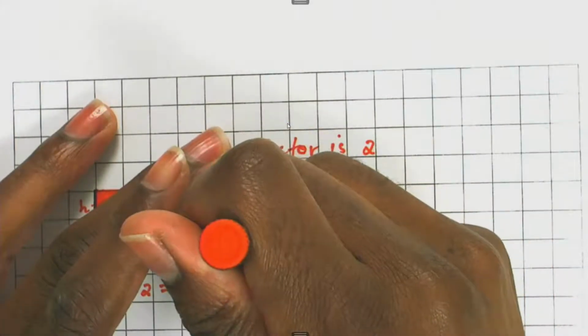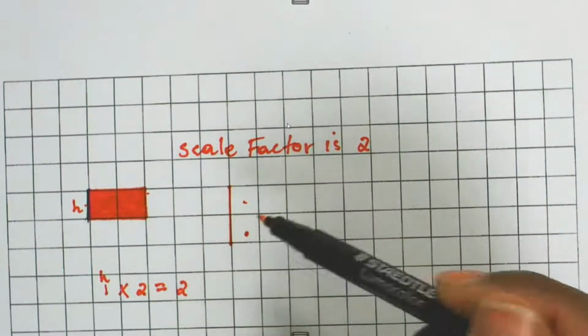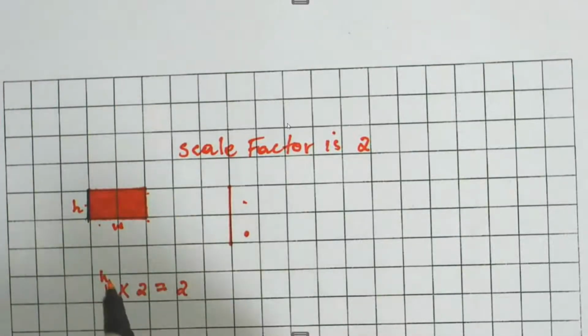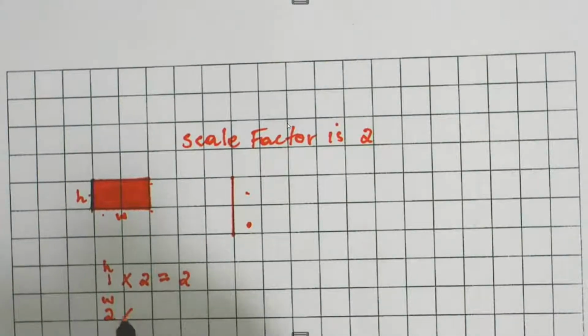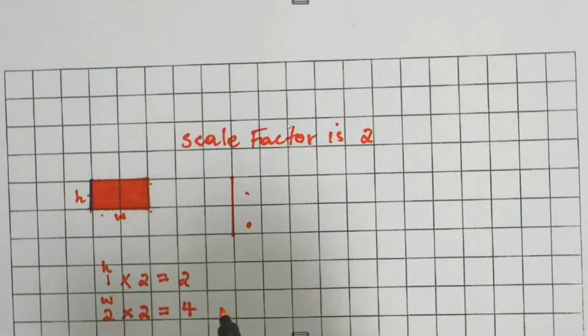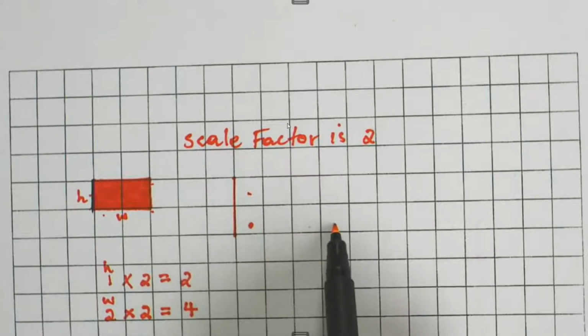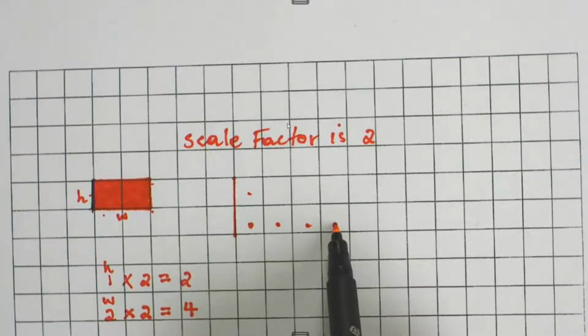There are my 2 blocks. So 1, 2. Right. And then the width here, it is 2 blocks. So the width will be the original multiplied by the scale factor. The scale factor is 2. Therefore, it will give me 4. So the width will be 4 blocks, which is 1, 2, 3, 4. So my width will be 4 blocks wide.